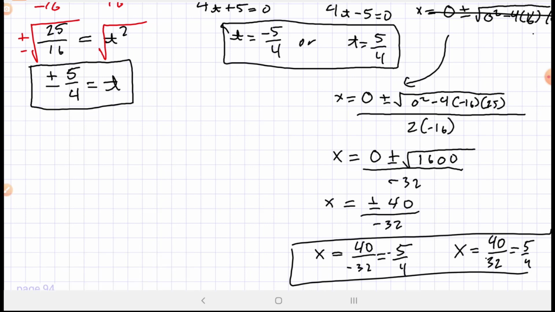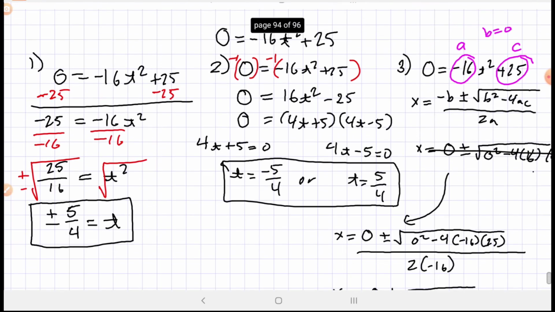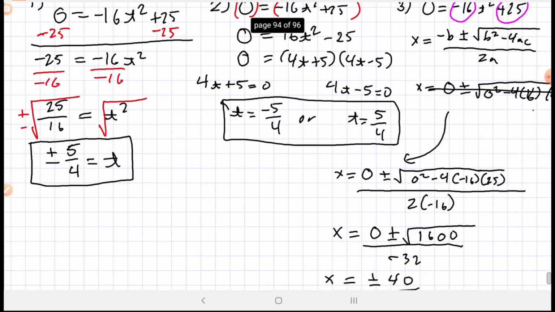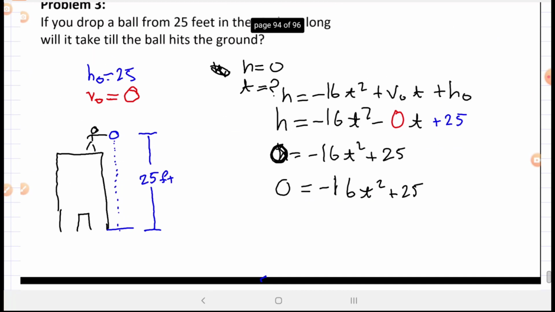You could have tried to factor it using difference of squares, or you could have just solved for t squared by isolating the t squared and taking the square root. So again, you can solve this problem 3 different ways. But now let's go over what was the question. So how long does it take for the ball to hit the ground?